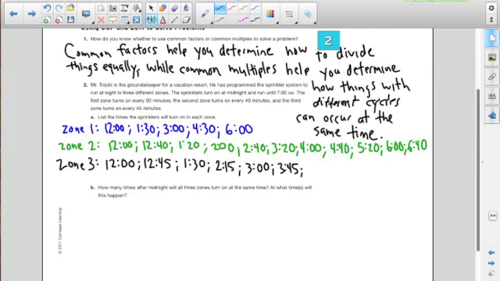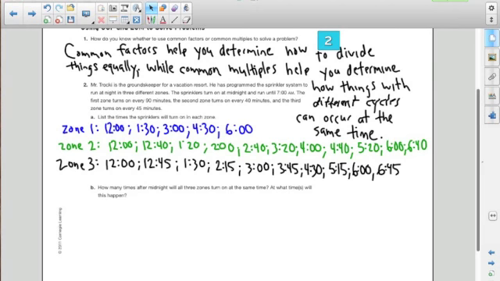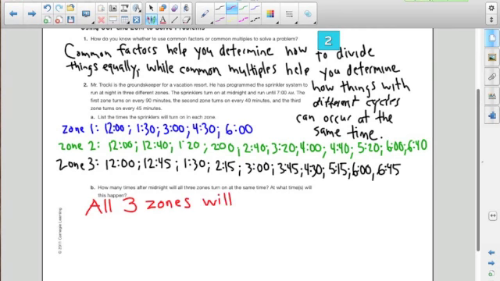So these are the 45 minutes going all the way up to 7 o'clock, and you can see those. So what I'm looking at here is the times when all of the sprinklers would be going off at the same time. And all of them are only going to go off just once in all three zones. They're all going to go off in all three zones just at 6 a.m.